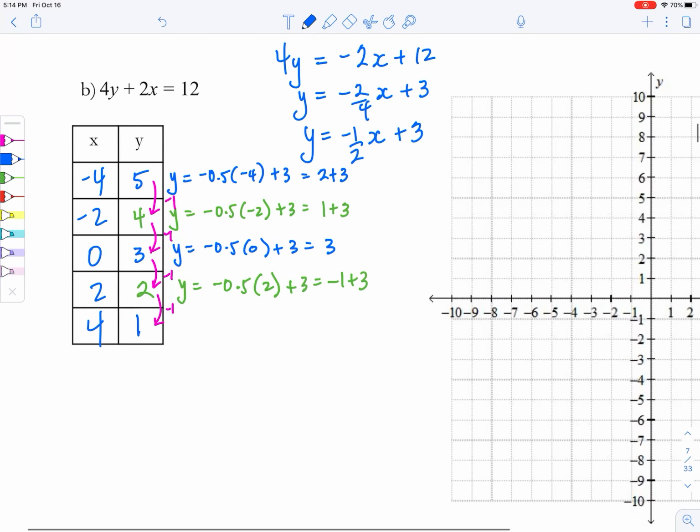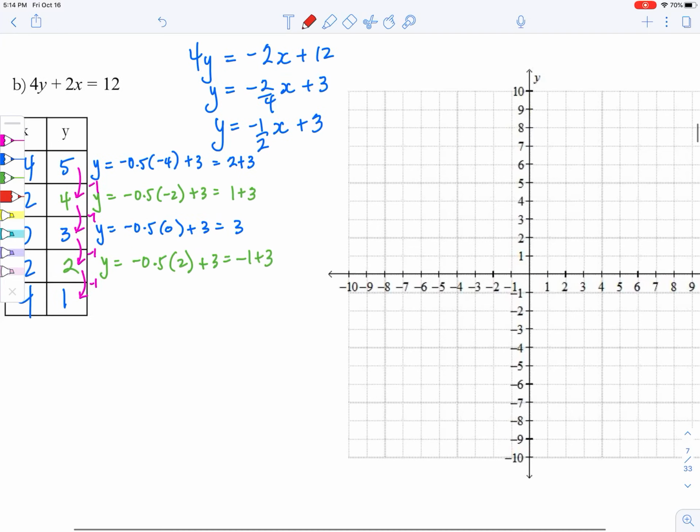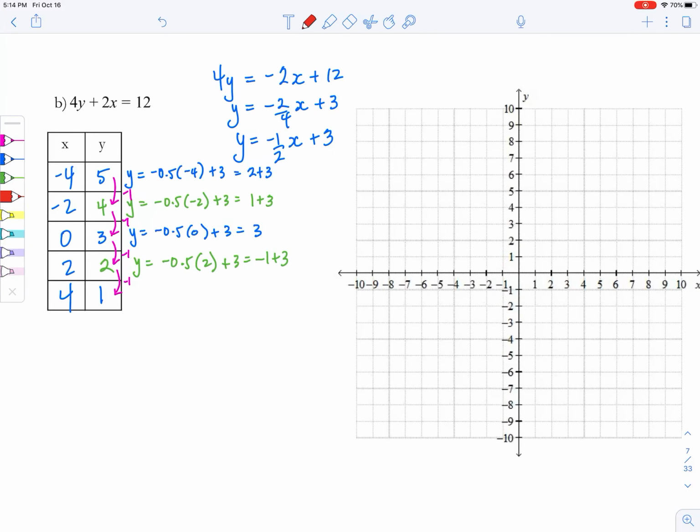So now we have our points, and we'll graph those. Our first one is -4, so we go left 4 and up 5. So that's our first point. -2, 4 is left 2 and up 4. 0, 3, 2, 2, 4, 1.